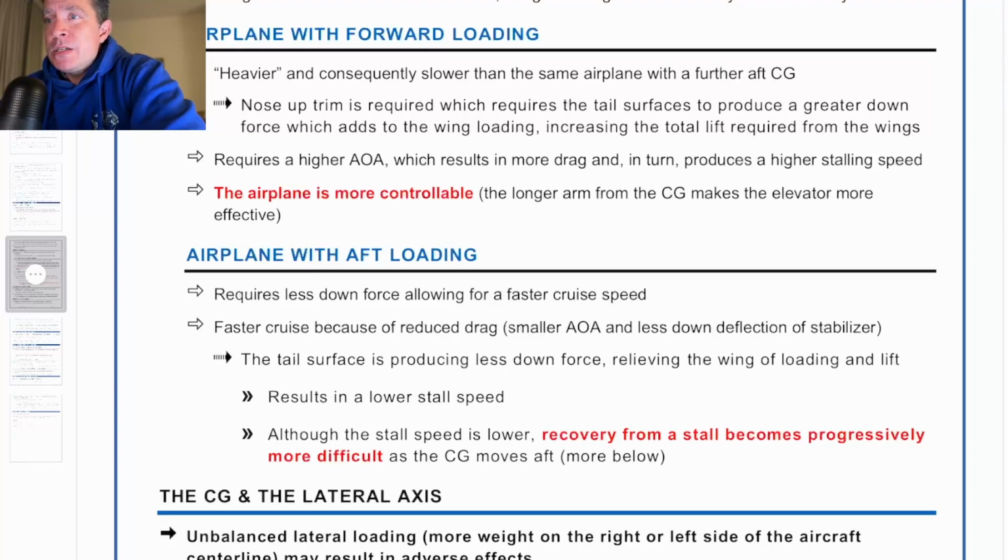Although the stall speed is lower, recovery from a stall becomes progressively more difficult as the CG moves aft. Okay, so if you have a lot of weight in the aft of the airplane, that tail gets real heavy. And if you get into a nose-up situation, you get too slow, what have you, you may not be able to get that nose over, okay? And you'll just basically stall the airplane, and that tail is going to hit the ground first, is basically what happens.